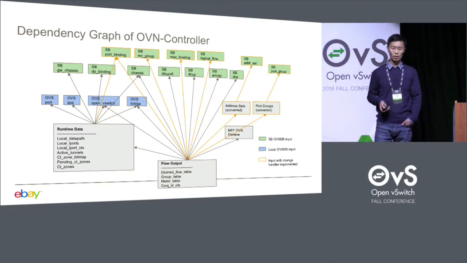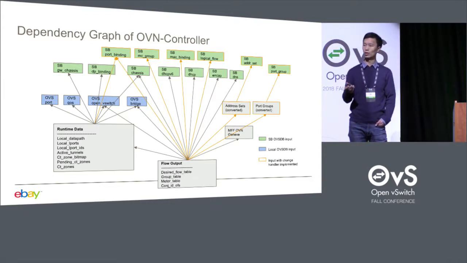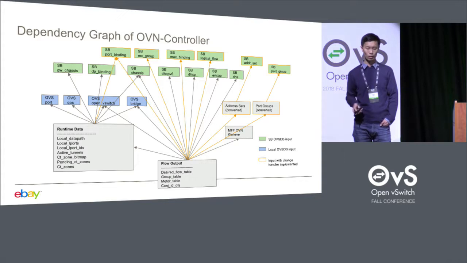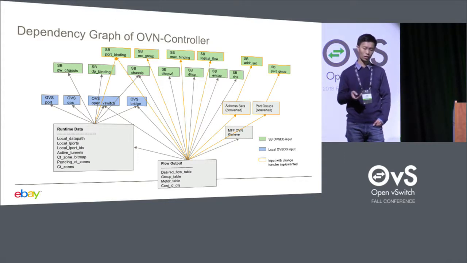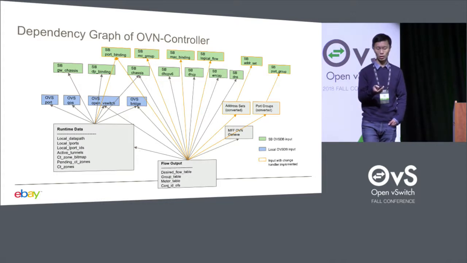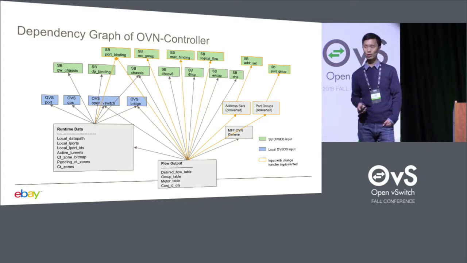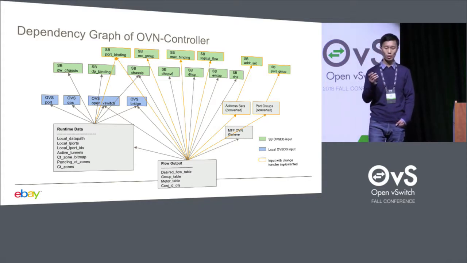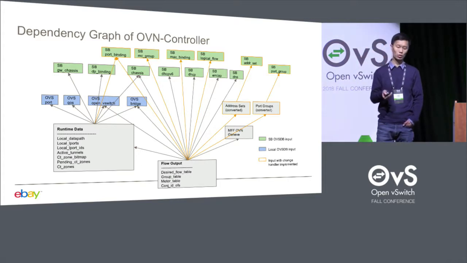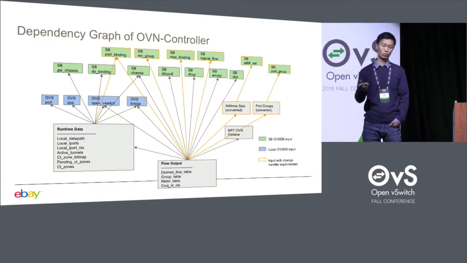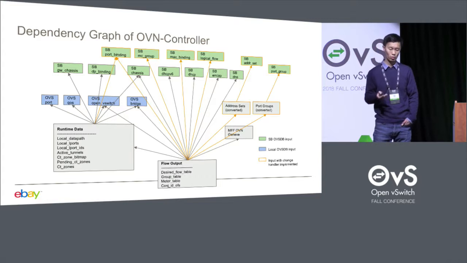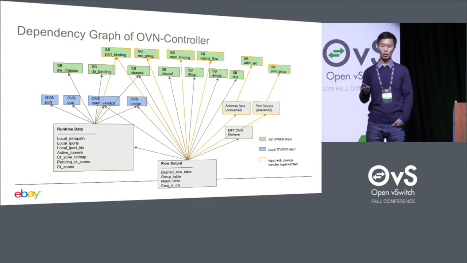Another particularly interesting case is the port binding. You may notice that port binding has its input for both the runtime data node and the flow output node. Both of them have implemented the incremental change handler. However, the link between runtime data and flow output, the change handler, is not implemented yet. So that means if a southbound port binding change causes any change in the runtime data, runtime data will fall back to full recompute, and the port binding will not be processed incrementally. It will still use a full recompute.